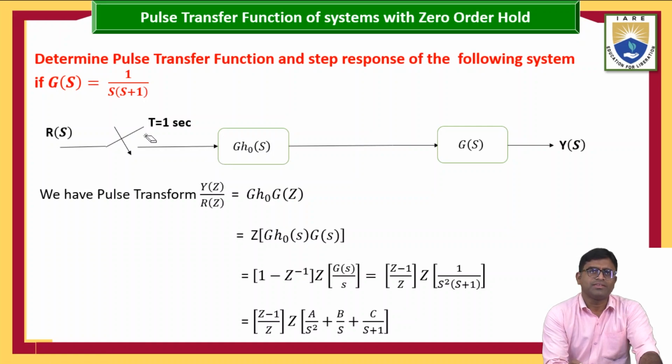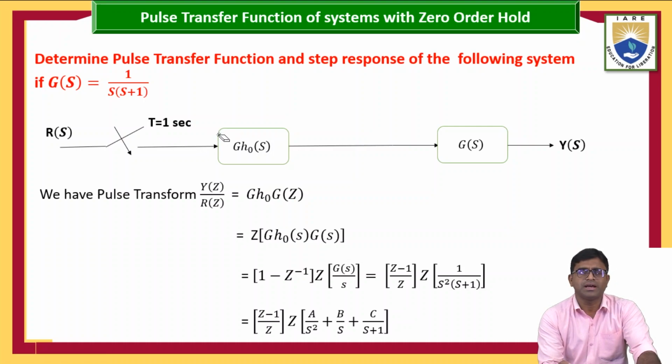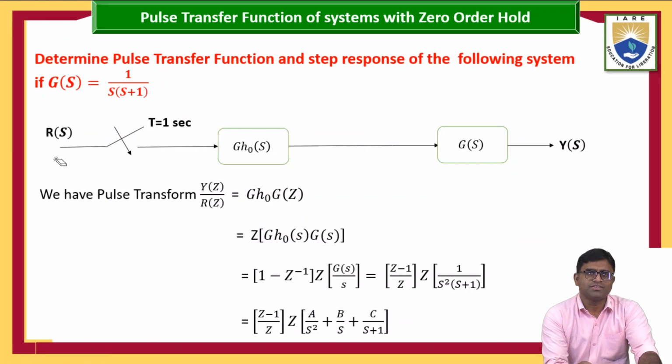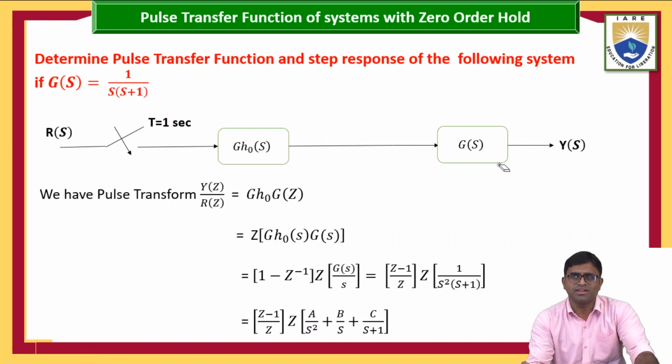In that case we consider time domain analysis also. In this section I am taking the time period as 1 second. Here R of S is the input function, a pulse function with time period 1 second, with zero order hold device G H naught of S, and G of S is your system, and Y of S is the output.